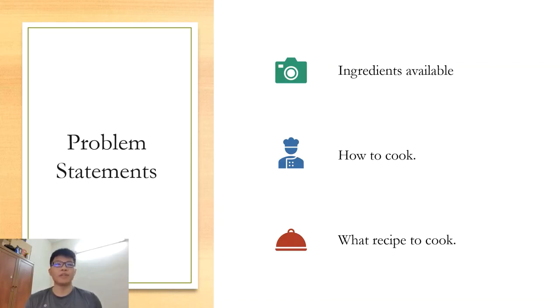The second problem statement is that most people don't know how to cook. And as for those who know how to cook, they don't know what recipe to follow. They have run out of choices. They have run out of ideas of what to cook.